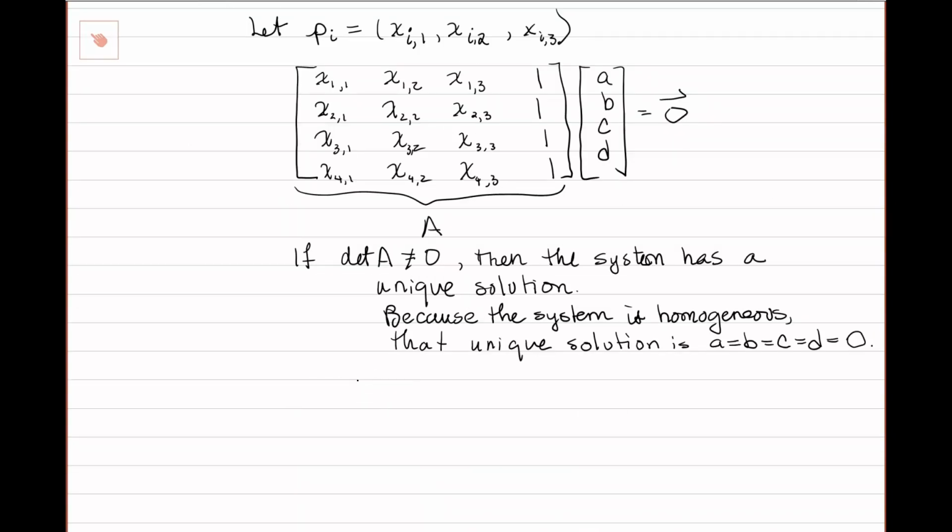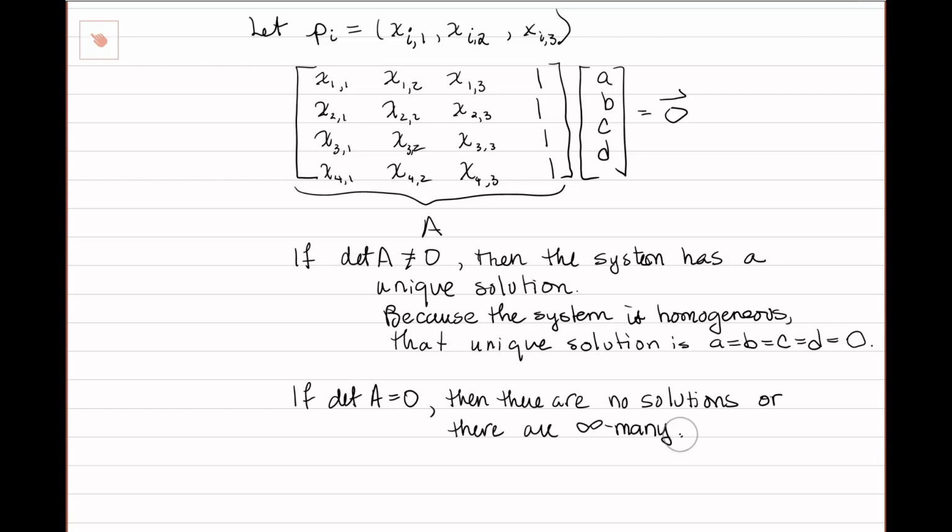So now what if the determinant of that matrix is 0? Well, in general, for a linear system, that means there are either no solutions or infinitely many. Now, in the case of a homogeneous system, I know there's not no solutions because the 0 vector is always a solution to a homogeneous system. So if the determinant is 0 and there's at least one solution, then there have to be infinitely many.